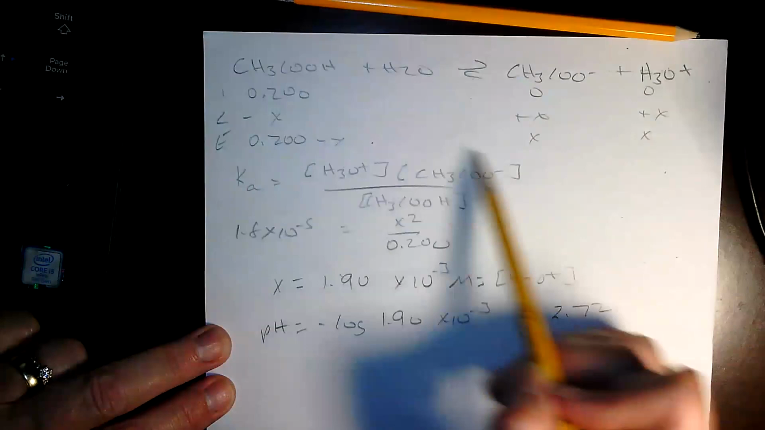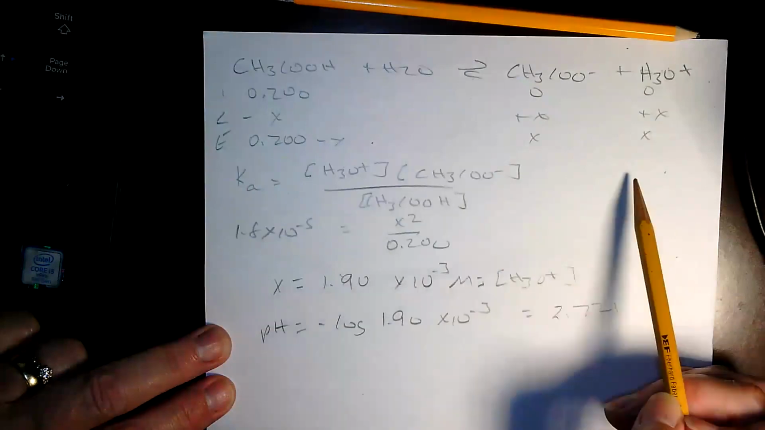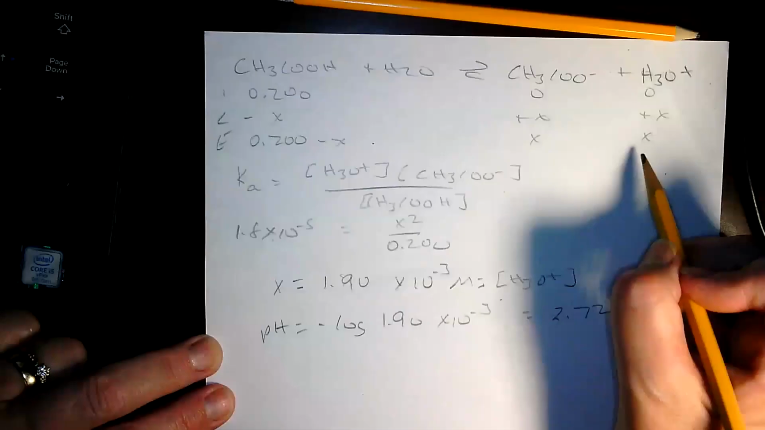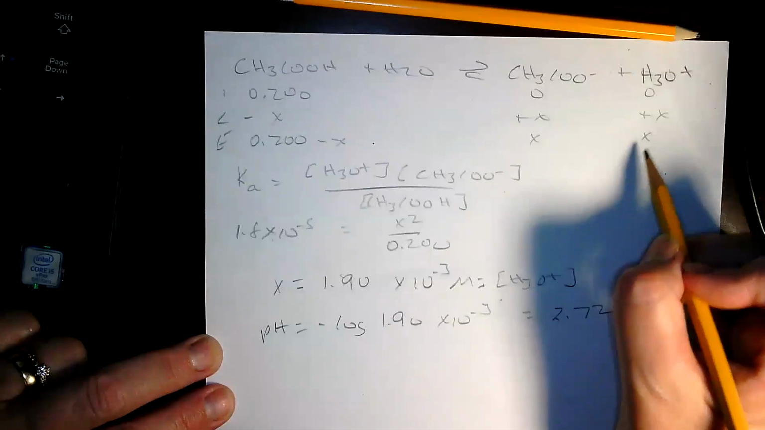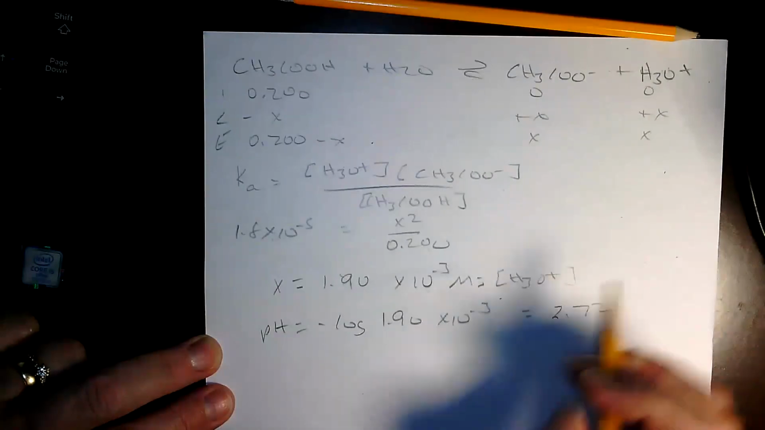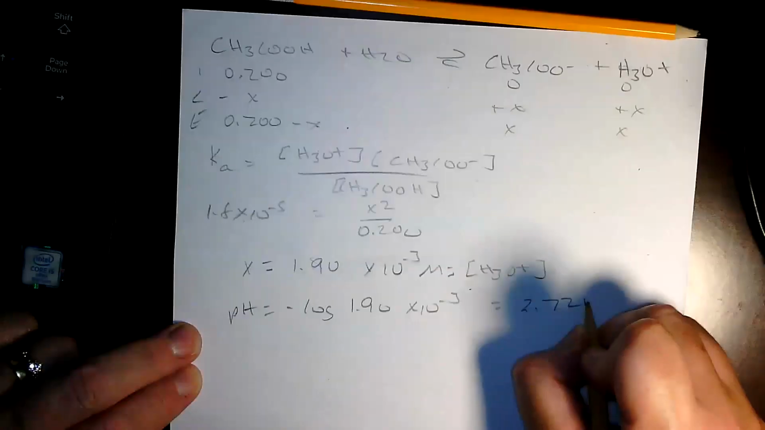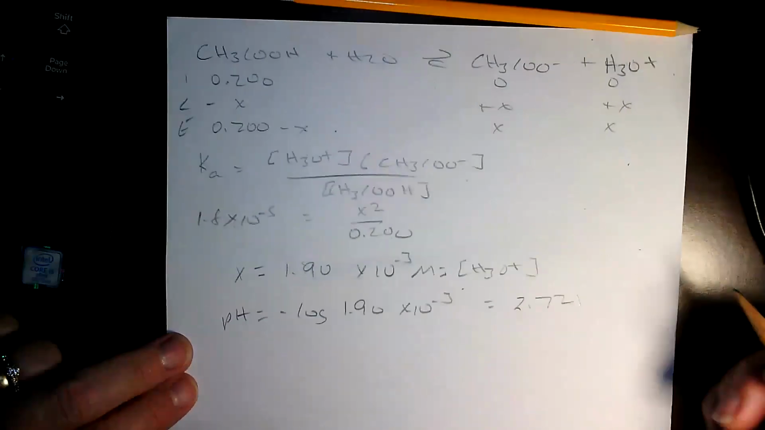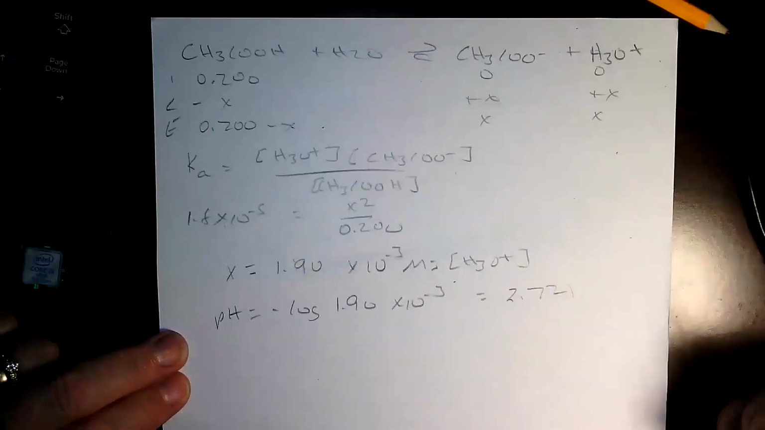Again, this x is insignificant, so we're just not going to include it in our math. Multiply by 0.200. Take the square root, that gives us x. X equals the hydronium ion concentration. So if we take the negative log of that, that gives us our pH. So our pH is 2.721. Weak acid pH. We okay with that one?